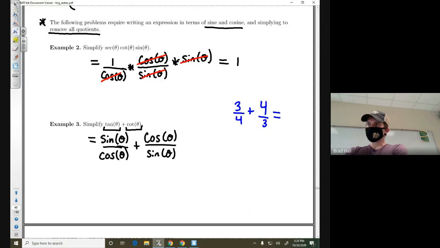12 would be the least common. Yeah, so, we'd have to use a common denominator to bring these together. So let's see, it'd be 12. Yeah, 4 and 3, they both go into 12, and then 4 times 3, so that's 9, plus 4 times 4, that's 16. And then you would have 9 plus 16 over 12.